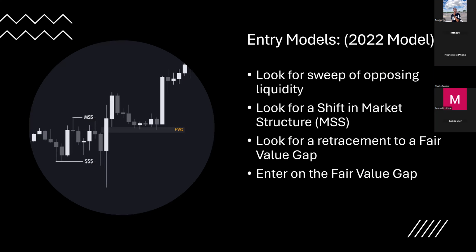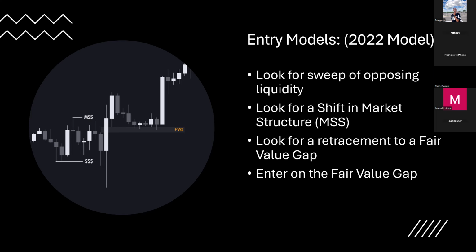Now, the first one here is a very popular one. It's the one that many SMC and ICT traders are first exposed to, and this is the 2022 model, where you look for a sweep of opposing liquidity. So in this example, I am fairly bullish based on my daily bias. I derive that I'm going to be looking for buys this day. So if I'm looking for a bullish idea, I'm going to find bearish liquidity that can be swept.